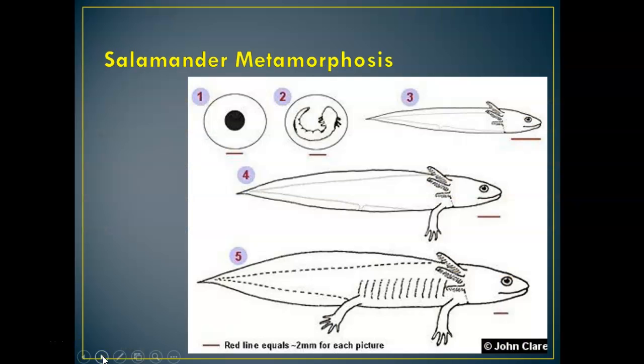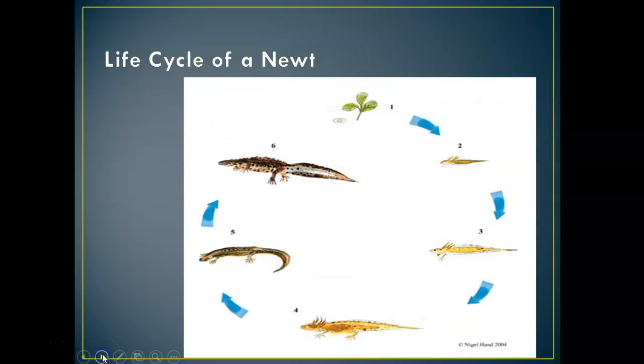So here is a salamander's metamorphosis. Pretty much the same as a frog. They start out as an egg, and then they hatch into, here you see they have no arms, they have no legs. That's what makes salamanders, again, an amphibian.